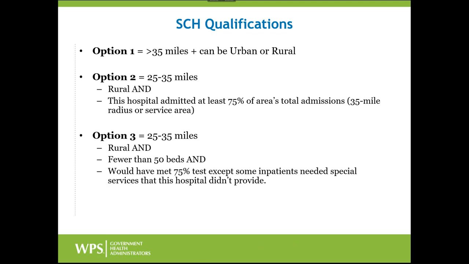But option 3 here, we have the 25 to 35 miles again, rural. In this case, let's say you did not meet the 75% test, but you would have met the 75% test, except that some of the inpatients in your area needed special services that your hospital didn't provide, so that inpatient had to go elsewhere. In that situation, if you can prove that there were enough of those patients to cause you to not meet the 75% test, and you had fewer than 50 beds, so that's the extra criterion there, then you can be a sole community hospital.